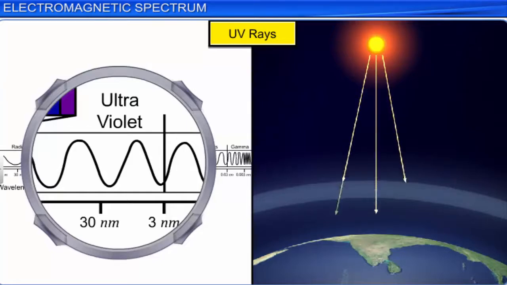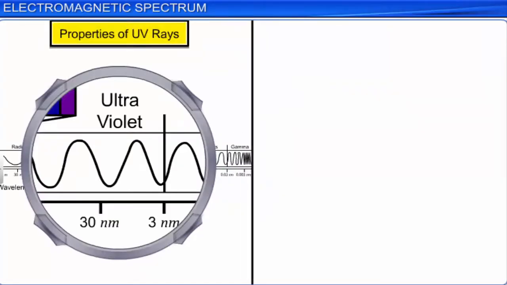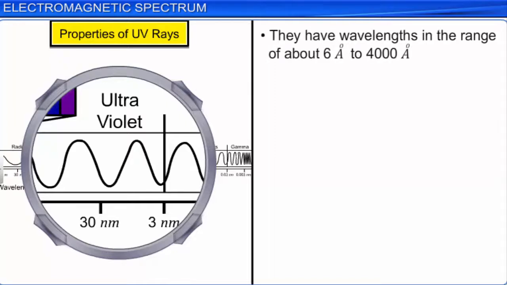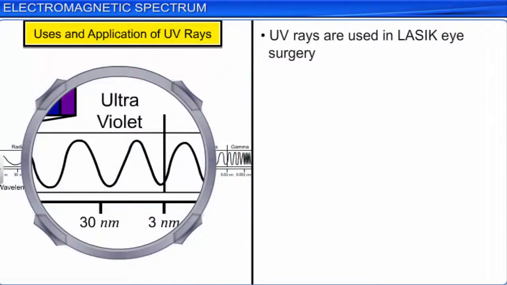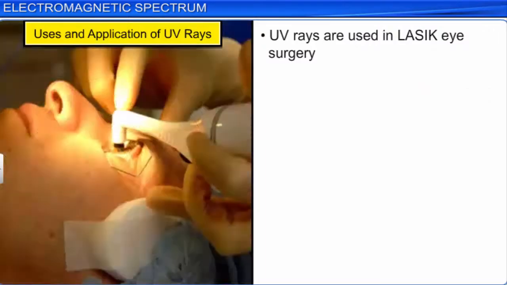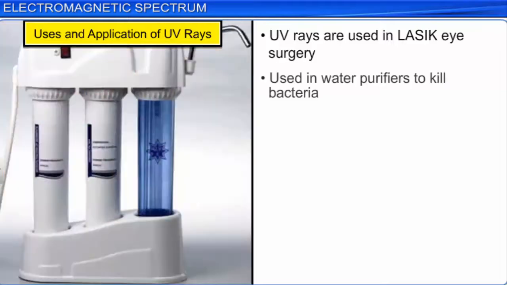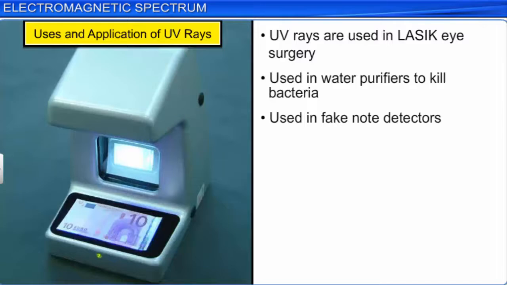However, long exposure to UV rays has harmful effects on human beings. Now, let us discuss the properties of UV rays. They have wavelengths in the range of about 6 angstrom to 4000 angstrom, and they produce fluorescence on a zinc sulfide screen. UV rays are used in a variety of applications such as LASIK eye surgery, water purifiers to kill germs and bacteria, in fake note detectors, and so on.